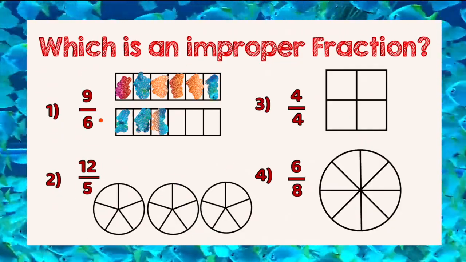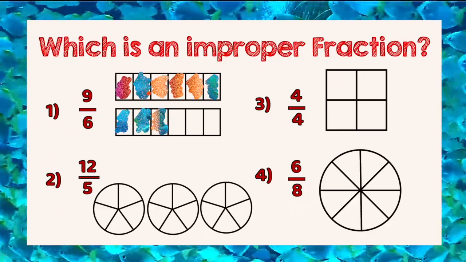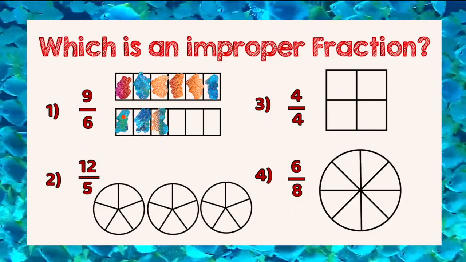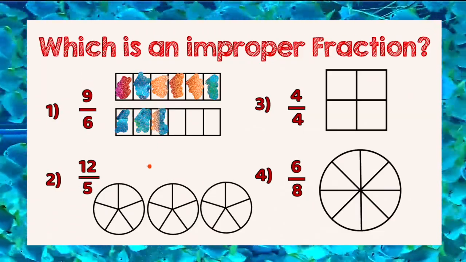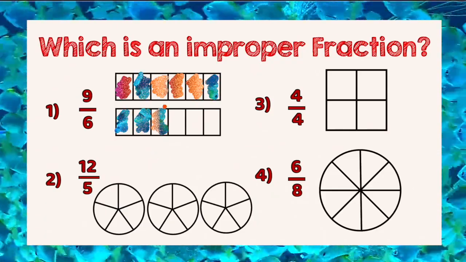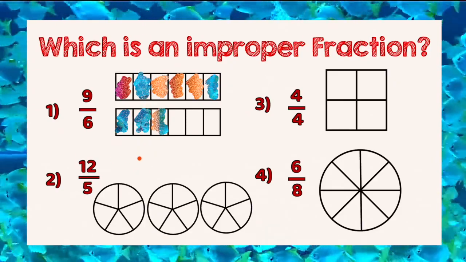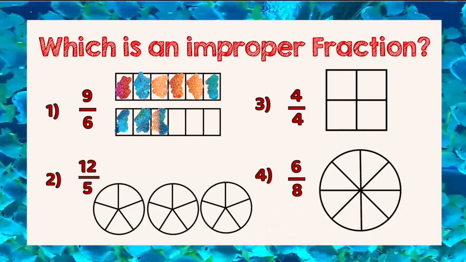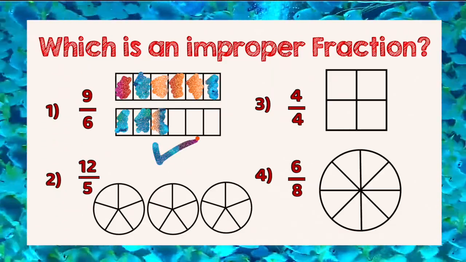Each group of 6 is the denominator, but because we have 9 of them, we had to get a second box to continue shading in 3 more. So now we've shaded 9 altogether, so this would be 9 over 6. The fact that we've completed a whole set here means that this is an improper fraction because we have more than a whole. So we say yes.